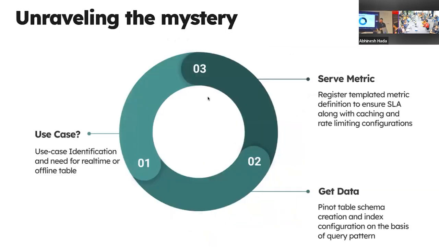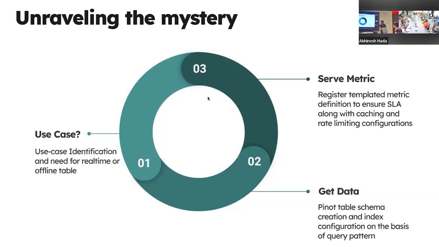So for that, we have basically divided the whole journey into 3 parts. First, we have use case identification. I think the previous slide said someone was asking what kind of fields we should send, like do we need to send the whole order data or only the order ID itself. So in this phase, we basically identify the fields we want in this use case and whether we need a real time or an offline table.